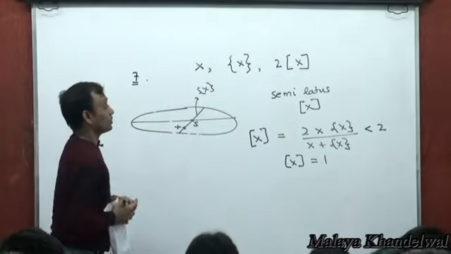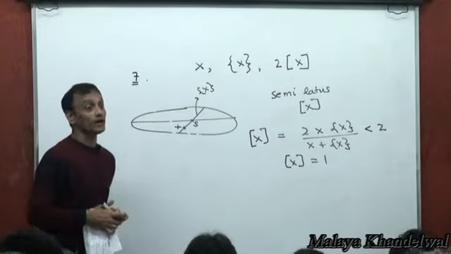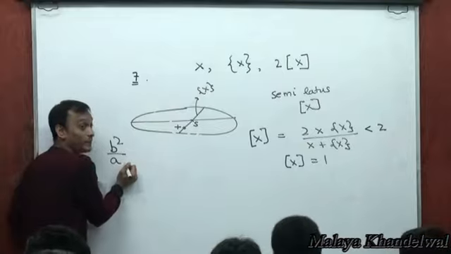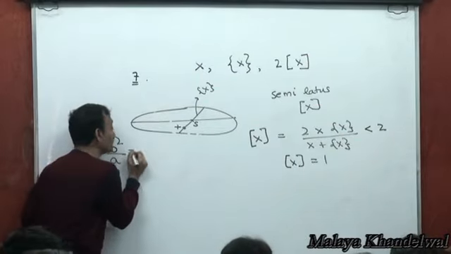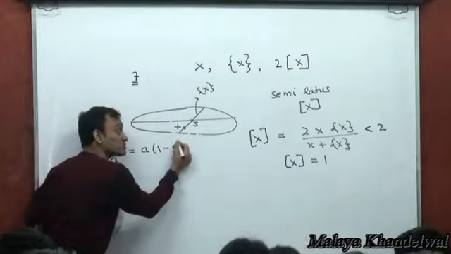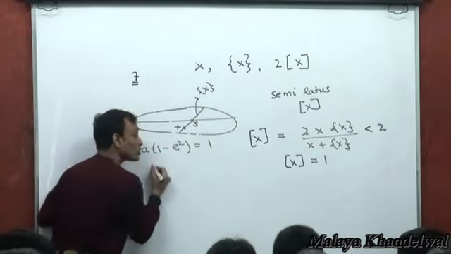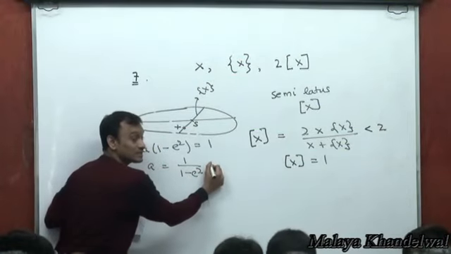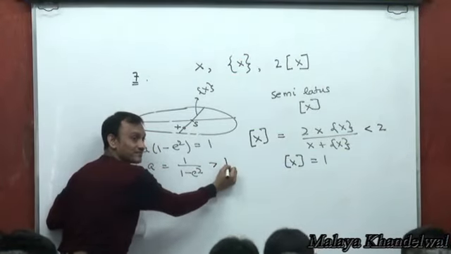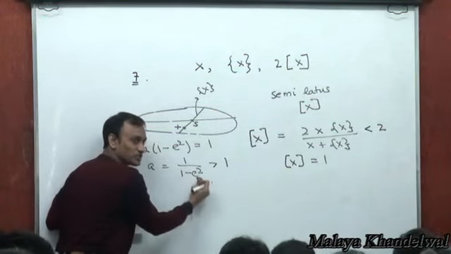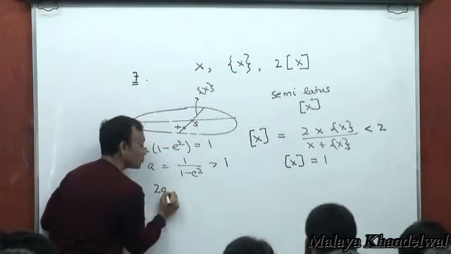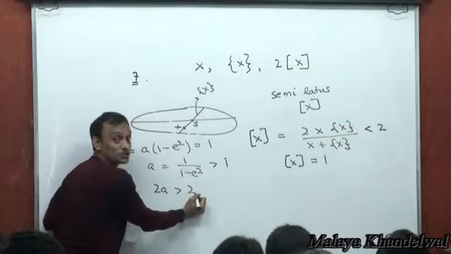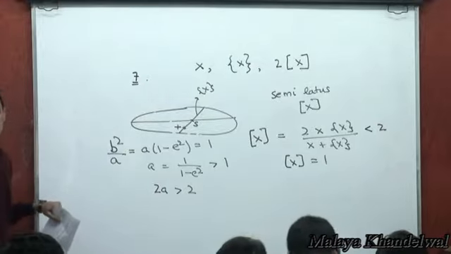Now, box of x is 1, which is the semi-latus rectum, which is b squared by a. B squared by a is the semi-latus rectum, that's equal to 1. That's equal to a into 1 minus e squared, and that's equal to 1. So a is 1 by 1 minus e squared, which is greater than 1, because 1 minus e squared is less than 1. So the major axis 2a is greater than 2. Got me?